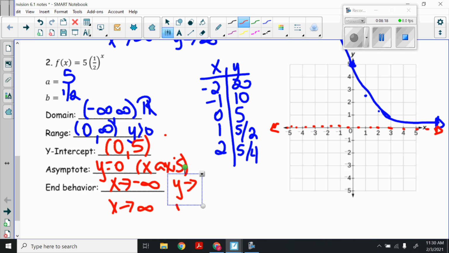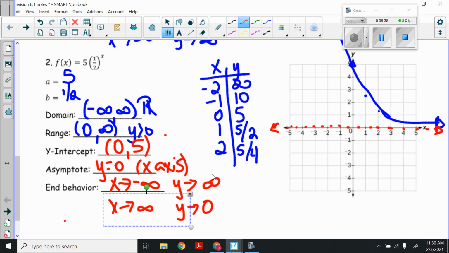My end behavior, so we're going to look at as x approaches positive and negative infinity. What does our y do? As x approaches negative infinity, as my x's are getting bigger in the negative direction, my y's are getting bigger, so y approaches positive infinity. As x approaches positive infinity, as my x's get bigger, what's happening to my y's? They are approaching 0. So there's my end behavior.